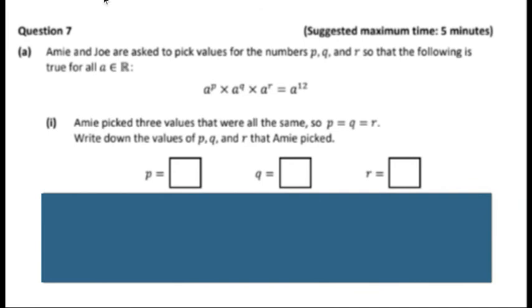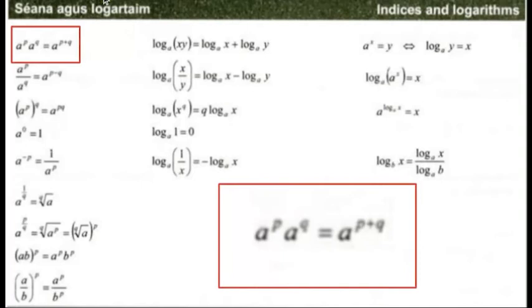So let's get started. So Amy and Joe are asked to pick values from the numbers p, q and r so that the following combination is true. So we have a to the power of p multiplied by a to the power of q multiplied by a to the power of r is equal to a to the power of 12. So in this case we're going to look up the log tables, and you can see we have a series, and when we have a series we can add the powers.